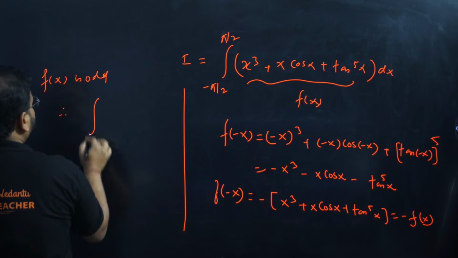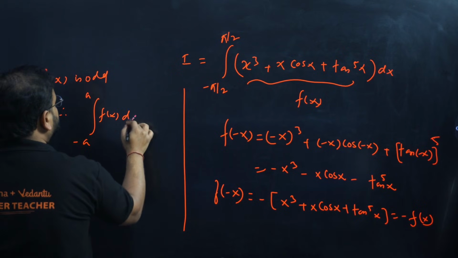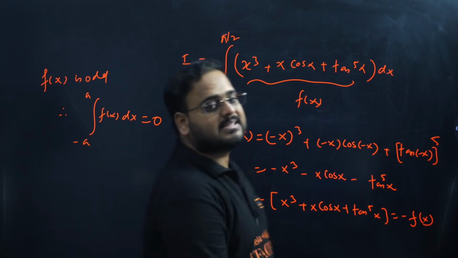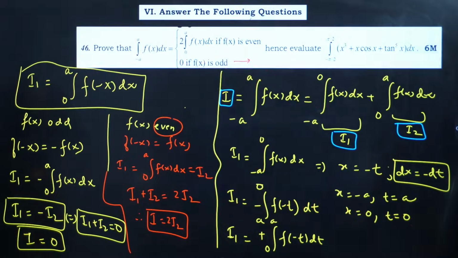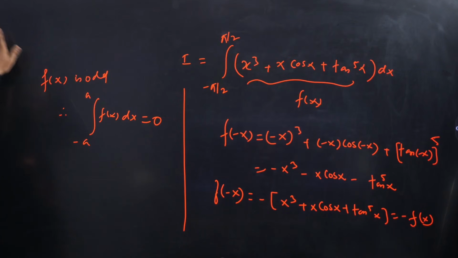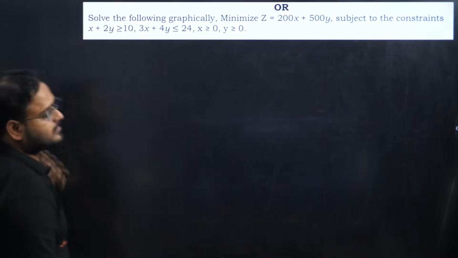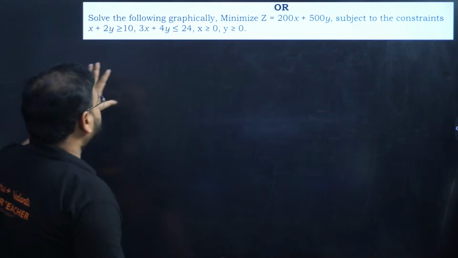Therefore, integration of minus a to a f(x) dx is 0. Check. This is clear. This is a 6 marker. I've done it step by step, stage by stage, so nothing is missed. Next, a question on LPP.